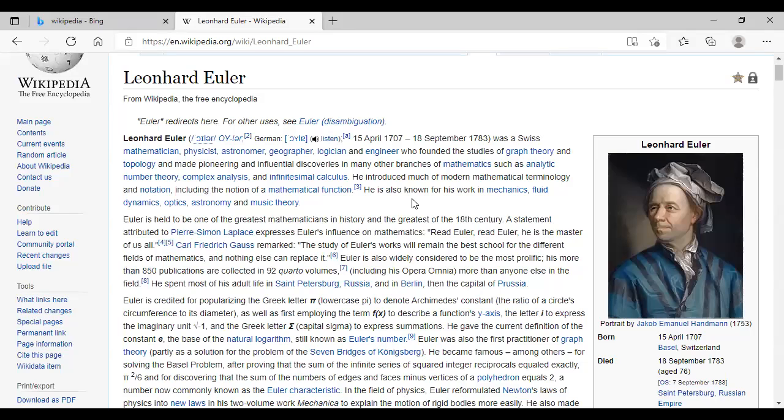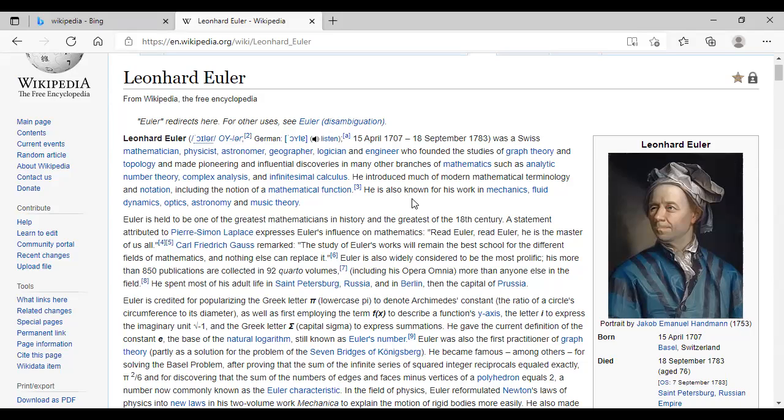So Leonhard Euler, 1707 to 1783, a Swiss mathematician, physicist, astronomer, geographer, logician, engineer. He was one of those people who did absolutely everything. Just like there was a mathematician called Leibniz who did like 30 different things. It's ridiculous. So he founded graph theory, topology, made pioneering and influential discoveries in many other branches, analytical number theory, which he also founded, complex analysis, infinitesimal calculus.